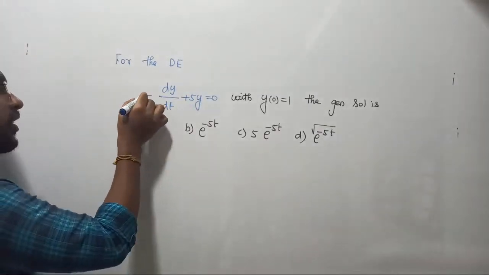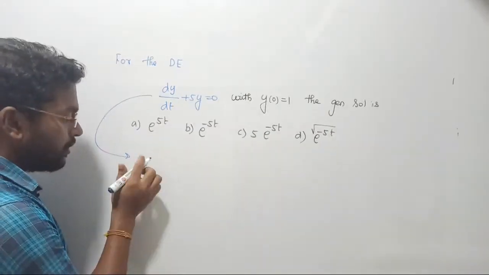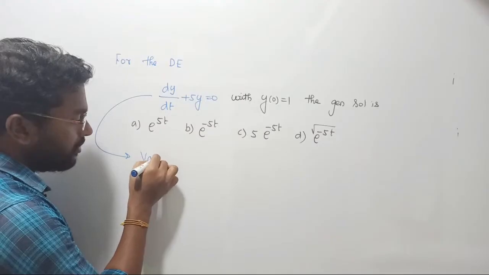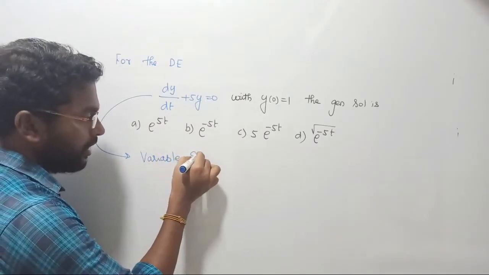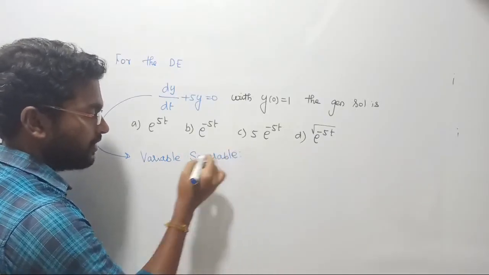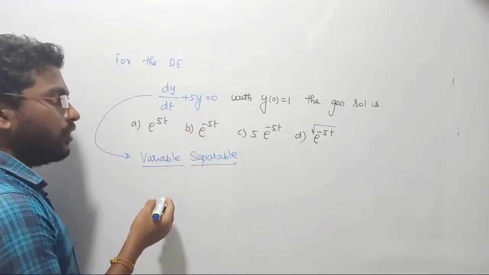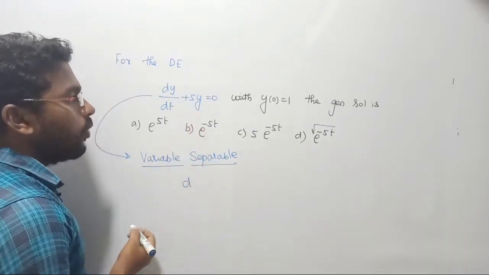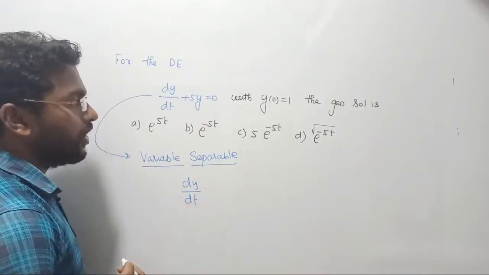In case of differential equations, for the first order equations, we can go ahead with the variable separable method. The method number 1 is we can follow variable separable method. In variable separable method, what we need to do is segregate y terms and t terms separately. Given it is dy by dt plus 5y equal to 0.